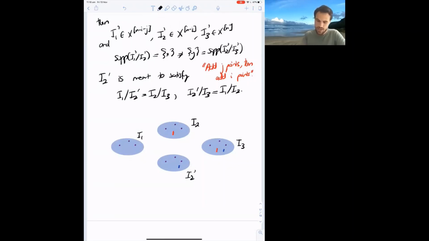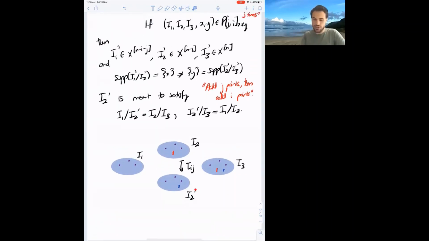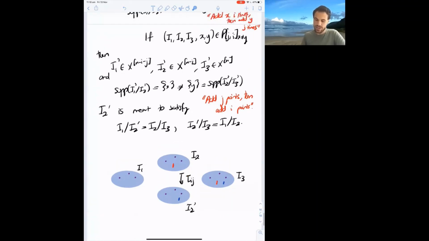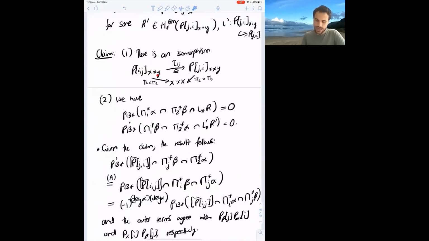So this is how you get the bijection from I1, I2, I3 to I1, I2 prime, I3. So the map between this kind of data is what I was calling tau ij. And you can describe exactly what I2 prime is, because the difference between this and this is meant to be the difference between this and this, which is what this equation says. And on the other hand, the difference between this and this is the same as the difference between this and this. So actually you only need the first equation to specify I2 prime. But anyway, now you've got this correspondence tau ij, which sends you from Pij where x is not y to Pji where x is not y, and it clearly commutes with these projection maps.